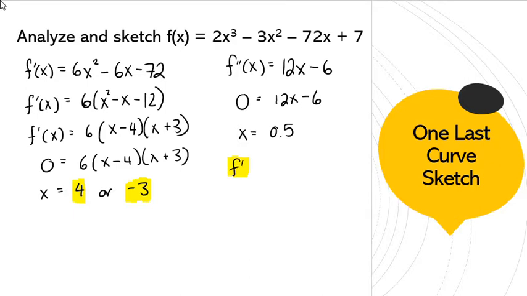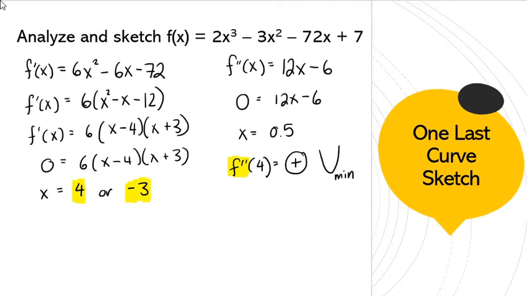I'll just give it a little highlight so I know that's what's happening. I'm going to find the second derivative when x is 4. And that's going to be 12 times 4 minus 6. And all I'm going to write down, it's positive. If it is positive, that means the graph is concave up, so we have a minimum.